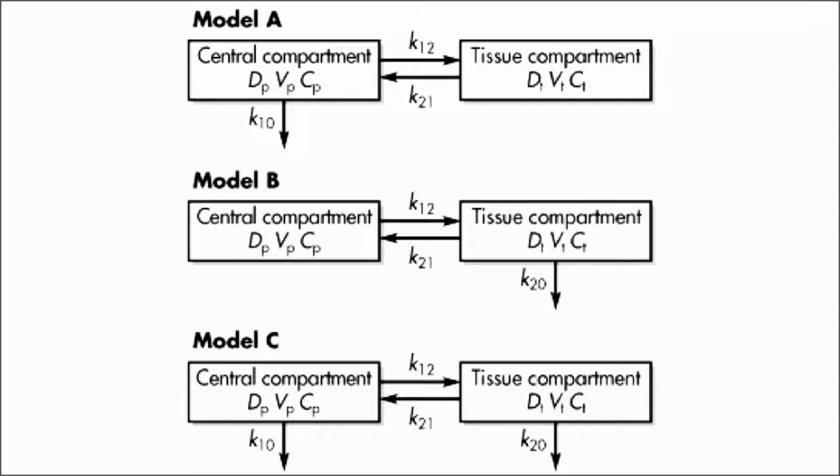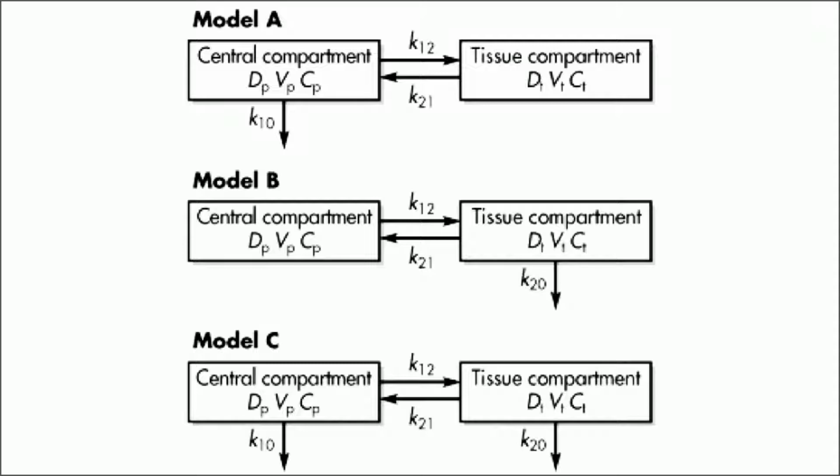As you can see here, model A depicts the movement of drug between the central compartment and the tissue compartment. So drug may enter from the central compartment to the tissue compartment, and from the tissue compartment it will re-enter the central compartment. The major point in the model A assumption is that the elimination of drug takes place from the central compartment.